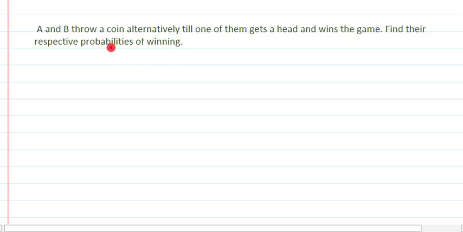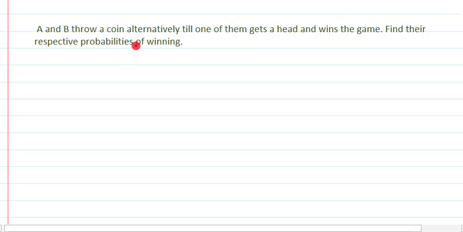कि A के जीतने की probability कितनी होगी या B के जीतने की probability कितनी होगी. So I hope you understood the problem कि two persons are playing together and they are throwing a coin, और जिसका सबसे पहले head आ जाएगा वो ही game जीत जाएगा.